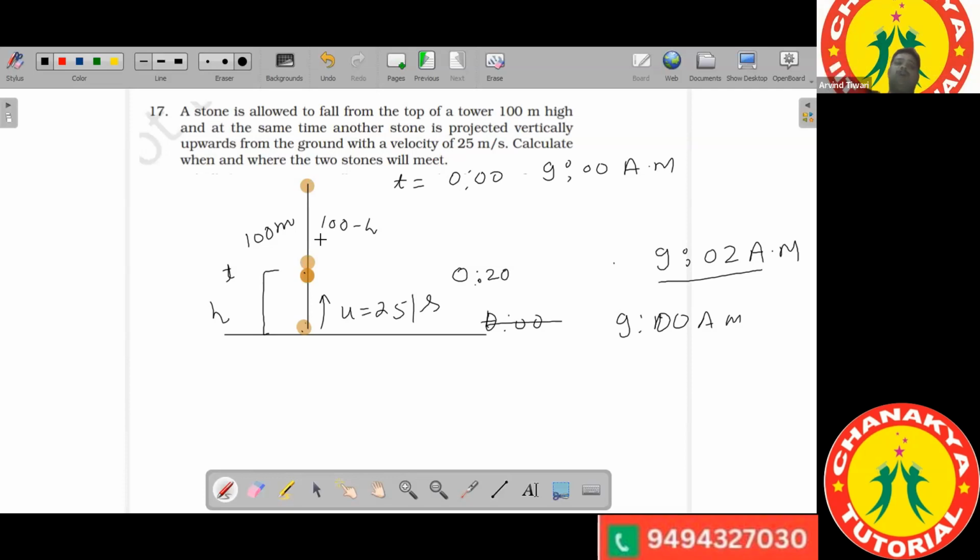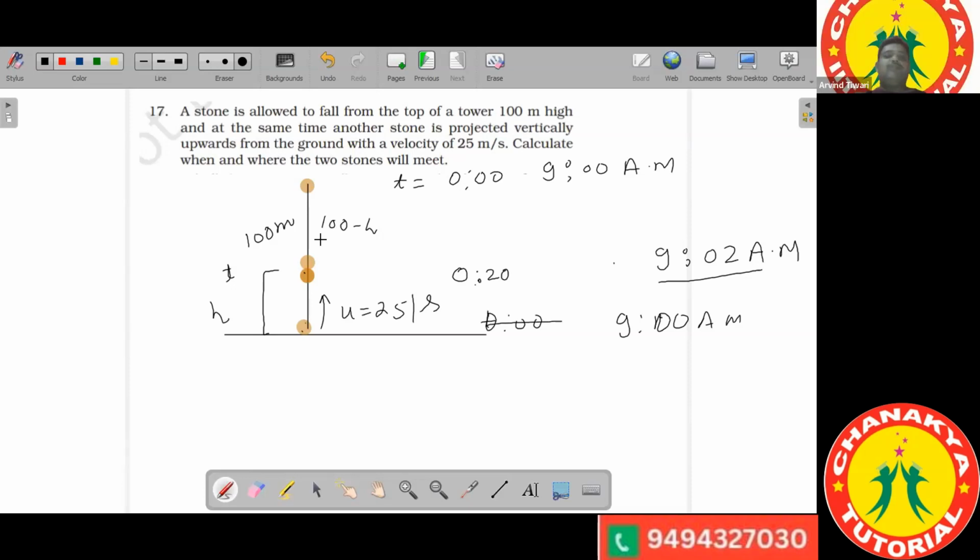Both are, one is thrown upward, the other one is dropped downward. Both are meeting at a certain point. So the time is same. They are traveling for the same time. Okay? How did you, Aman, calculate when they both touch?